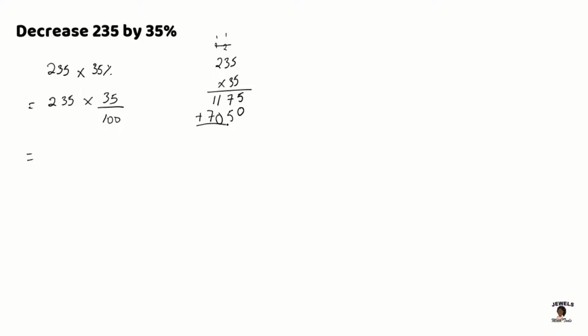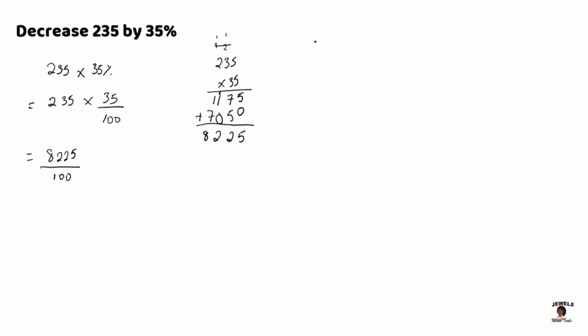So let's sum our numbers together. 5 plus 0 is 5. 7 plus 5 is 12. We put our 2, carry the 1. 1 plus 1 is 2. 2 plus 0 is 2. 1 plus 7 is 8. So we now have 8,225 all over our 100.